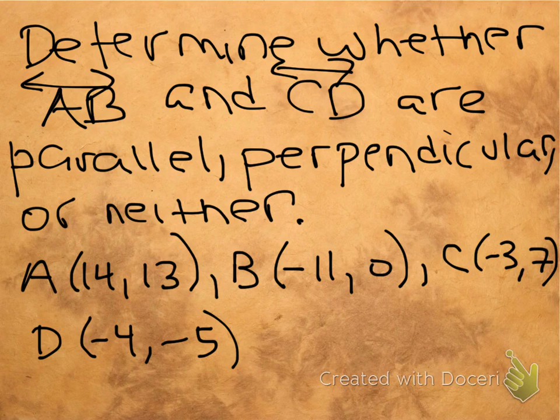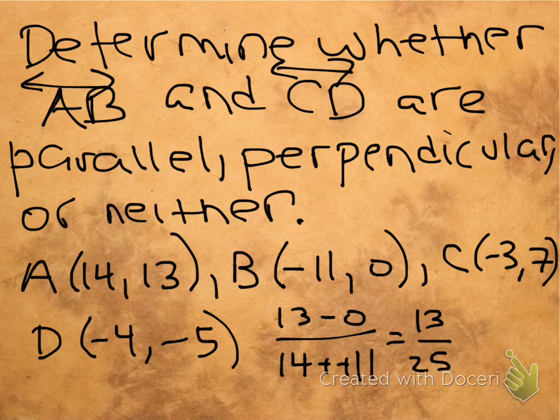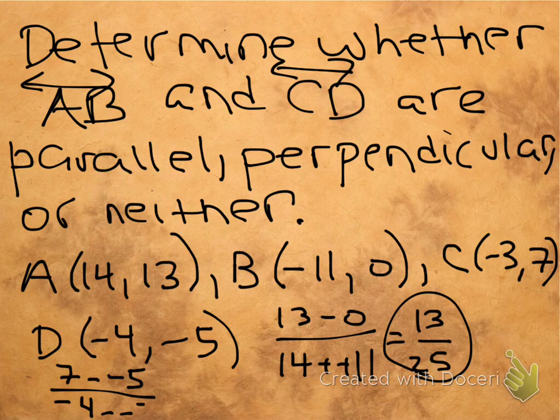So AB, we have 13 minus 0 over 14 minus negative 11. That gives us 13 over 25. And then if we do that for CD, we have 7 minus negative 5 over negative 4 minus negative 3. So that gives us 12 over negative 1. So that would make it neither, because they are not opposite reciprocals and they are definitely not the same.